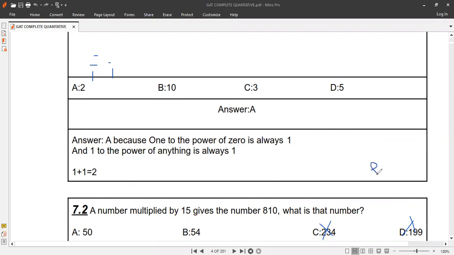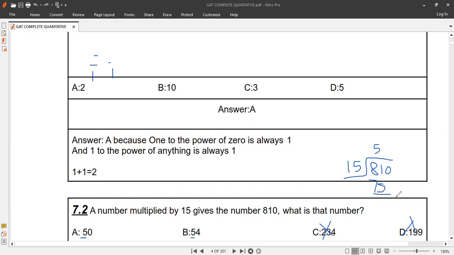So, 810 divided by 15. So 81 divided by 15. 15 times 6 equals 90, so we have 5. Of course, in both cases the first number is 5. So we know already it's 5. 5 multiplied by 15 is 75.